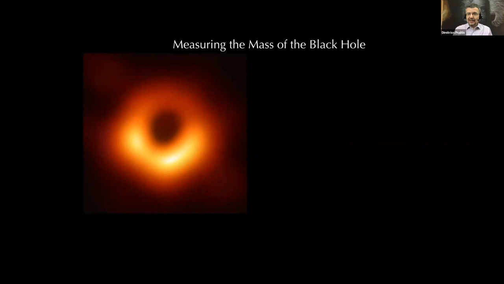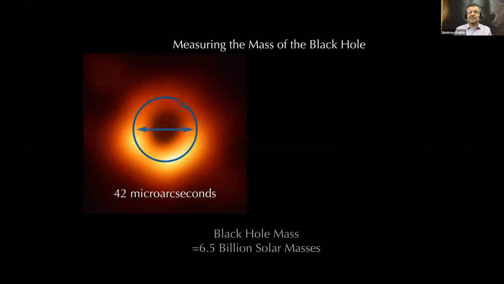Remember, I told you we expected it to be about 14 microarcseconds wide, a tiny, tiny fraction of the size of the moon. Well, we employed a number of accurate algorithms, and I'm just going to show it to you schematically here. And we measured that the size of the shadow was 42 microarcseconds. We used Einstein's theory of general relativity to ask ourselves, how massive should the black hole be in order to generate that shadow? And we found that it has to be 6.5 billion times the mass of our sun.